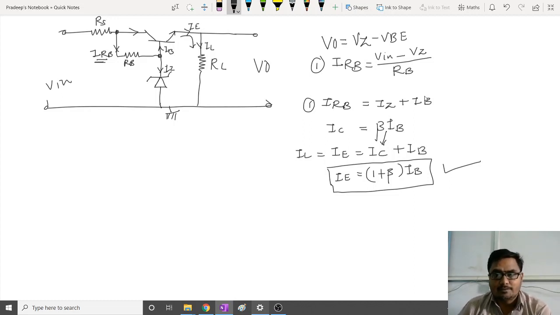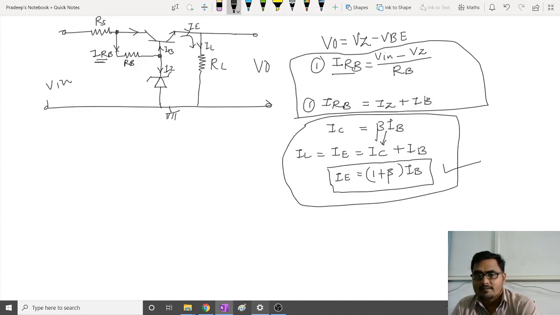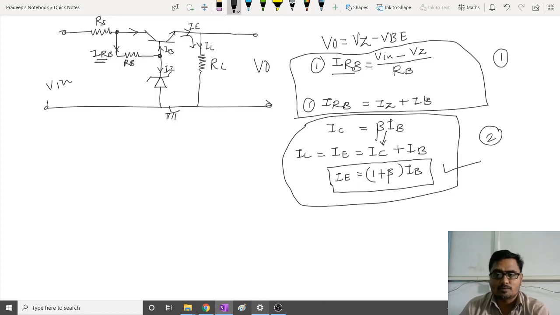So what was the point? The point was to understand line and load regulation, how the transistor is working as an active element for line and load regulation. But before that, we need to understand how to calculate IRB. IRB is nothing but Vin minus Vz divided by RB, where IRB is equal to IZ plus IB, IC. I have written two equations for IRB, and the transistor equation as a revision. So two things we have covered: first, how to write the equation for IRB, and second, the basic transistor equation IE is equal to 1 plus beta IB.